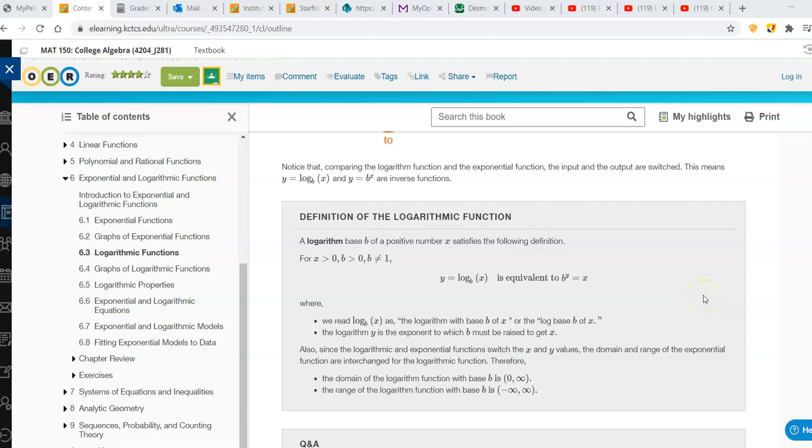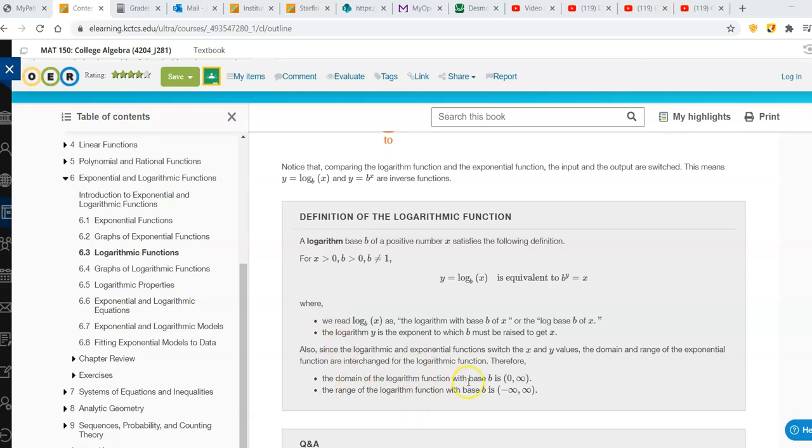Okay, so our book gives this really long, involved definition of the logarithmic function. A logarithm base b of a positive number x satisfies the following definition. For x greater than 0, b greater than 0, and b not 1, y is equal to the log base b of x and is equivalent to b to the y equals x. And then, of course, it describes how to read that. And, of course, I read it in the way that this is written right here.